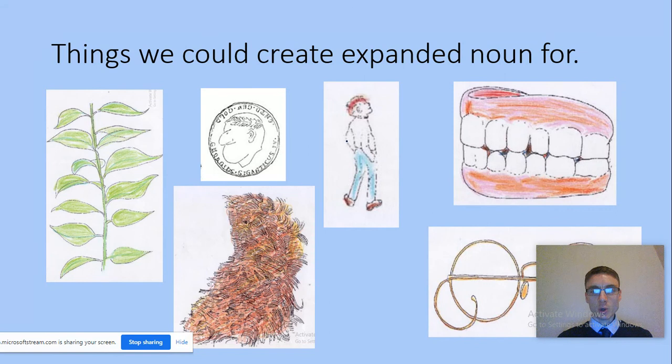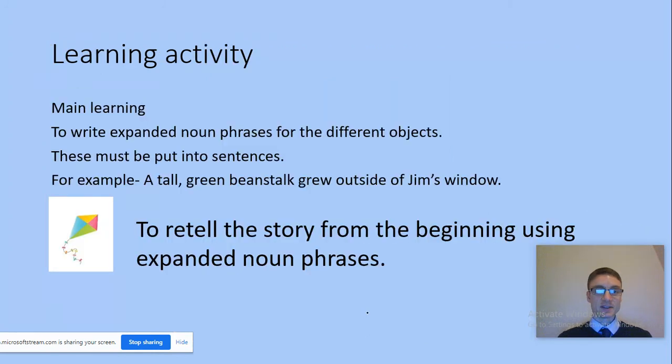For Jim, that's a hard one, isn't it? Short, boy. For the teeth, you might have sharp, white. For the wig, you might have ginger and curly. For the glasses, you might have large and round, maybe. They're also made from metal, aren't they? So that might help you come up with your own expanded noun phrases.